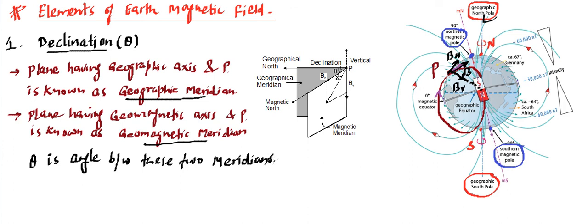So we need to first construct a plane that contains the geographic axis and point P, and then another which contains the magnetic axis, or geomagnetic axis, and point P, and then see what angle they are making. That angle is known as angle theta. That's called declination.